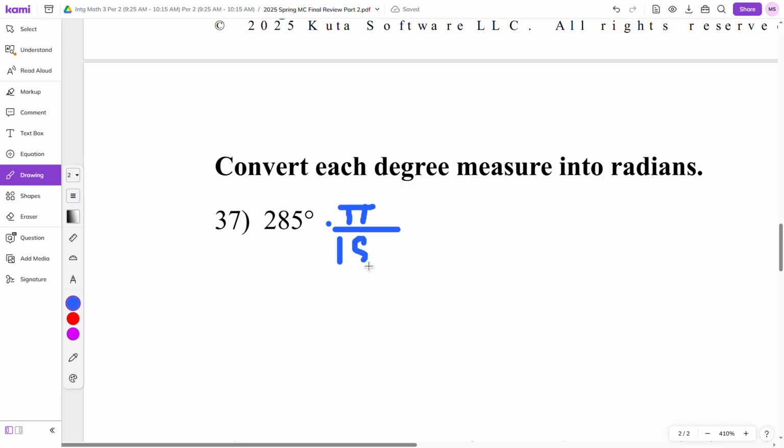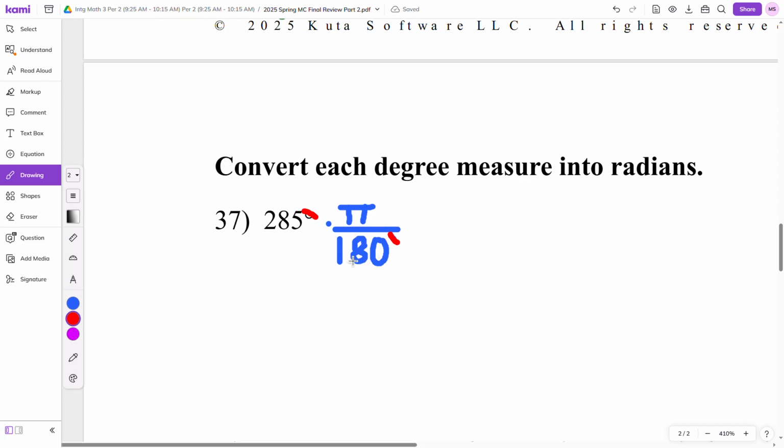And I always just remember, if you're confused on which one goes on top and which one goes on the bottom, if you already have an angle with a degree and you want this to cancel, it has to be on the bottom. It has to be on the denominator. And that's what reminds me that degrees go on the denominator. So the pi is going to stay.